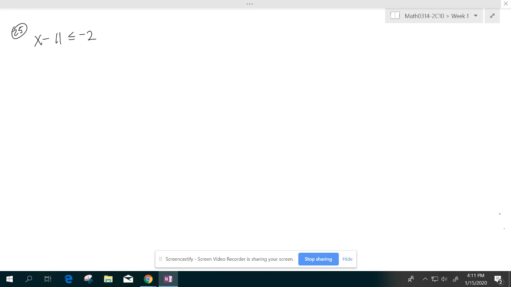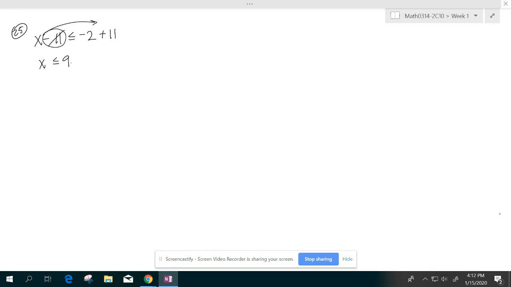Who needs to move over? And do y'all see that the inequalities work just like an equation as far as solving them? We're going to move the negative 11 over. That's going to make plus 11. And then that's going to say x is less than or equal to 9. Y'all got that?